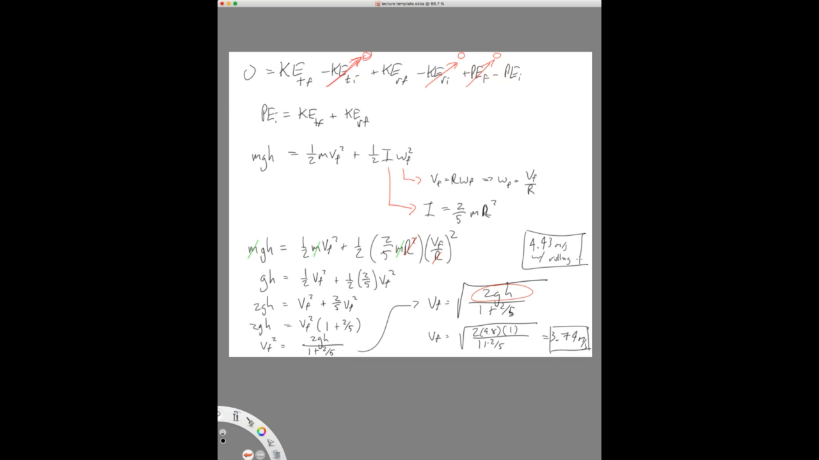So we did this example. One of our first examples of conservation of energy was a block sliding down a frictionless ramp from a height of 1 meter. And that's the velocity that we got. Okay, so any questions?